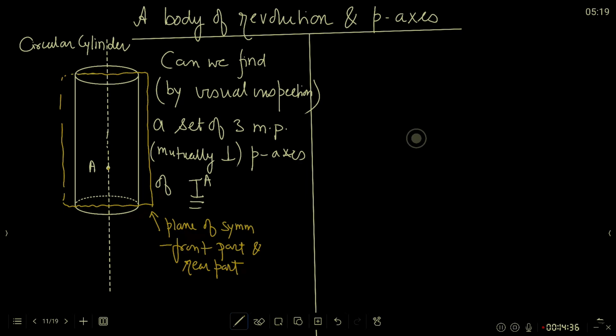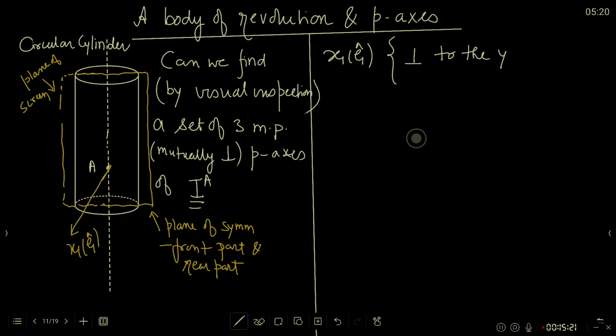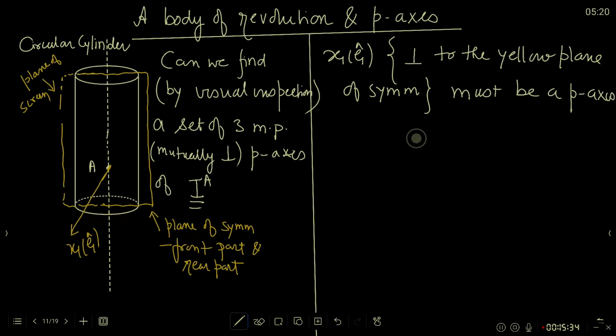What does it mean? It means that if you now consider an axis which is perpendicular to this plane of symmetry, which is almost like coming out of the screen, because I try to draw this plane of symmetry as the plane of the screen itself, it means that the axis that will come out, and let me call it x1 E1 axis, which is perpendicular to the yellow plane of symmetry, must be a P axis.